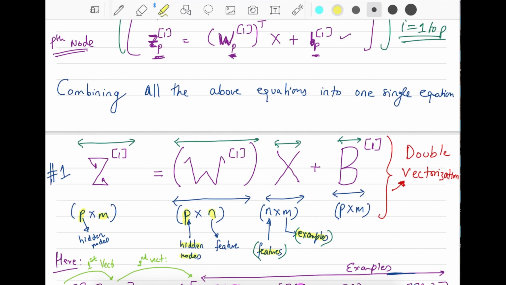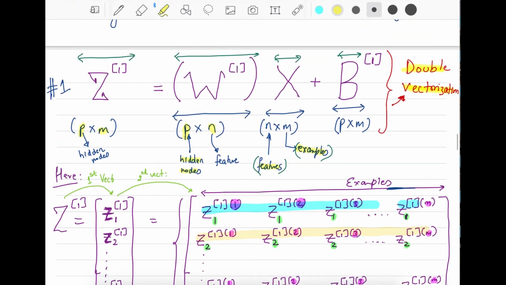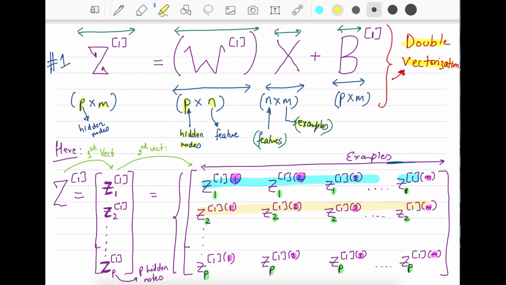So now I also call this double vectorization. We will see what this is. I call this particular expression double vectorization because of the reason shown over here. You can see that the new Z1 which I am defining here is actually the original Z1s like this, and it will run up to P hidden nodes, and its individual Z11 which is given over here is basically represented as a 1D vector like this. So it can be represented like this. Z2 is represented like this.